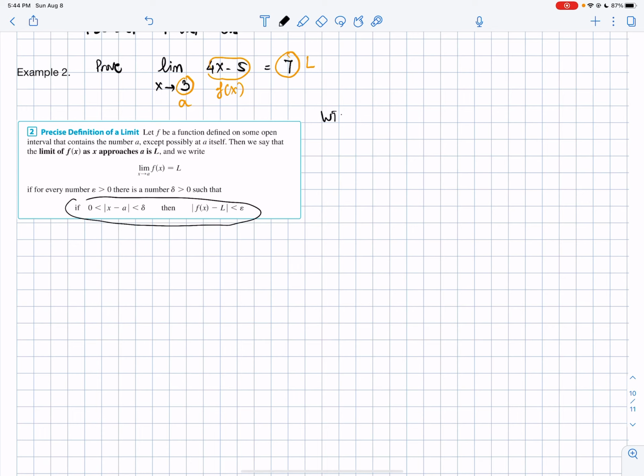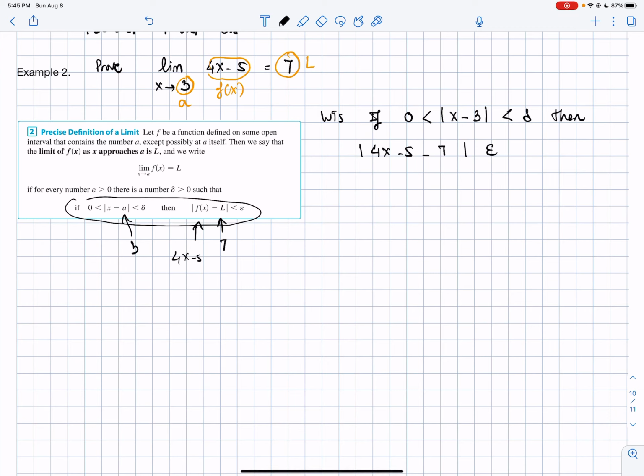We want to show, if we have, now let's plug it in, right? 0 less than the distance from x to 3. So what I'm doing here is plugging 3 into the a, plugging in L as 7, and plugging in the function 4x minus 5. Less than delta. Then we will have the absolute value of 4x minus 5 minus 7 less than epsilon.